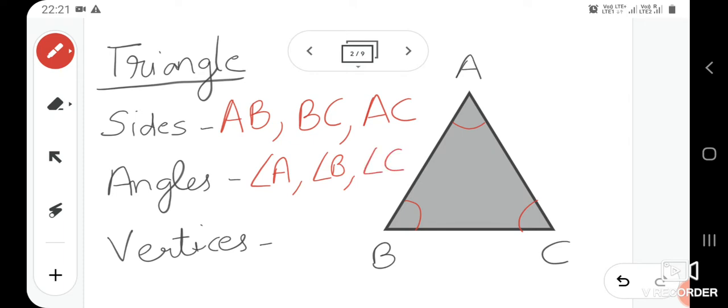Similarly, there are three vertices of the triangle. Vertices means these corner points A, B and C. These are three vertices. So this is a triangle and there are three sides, three angles and three vertices of a triangle.